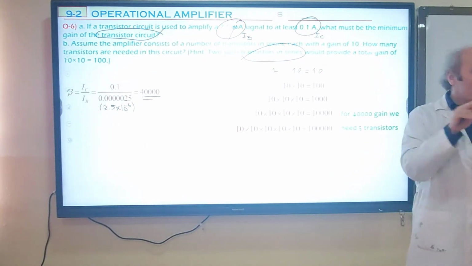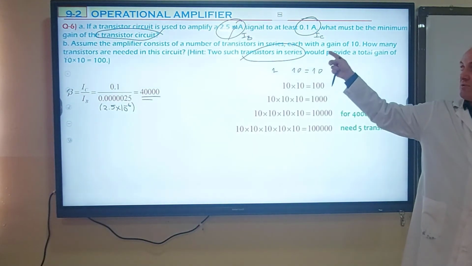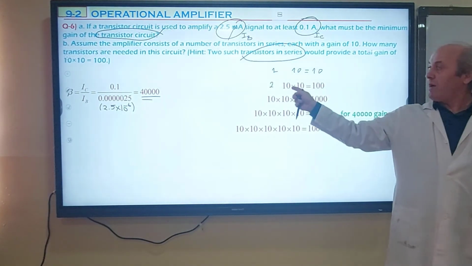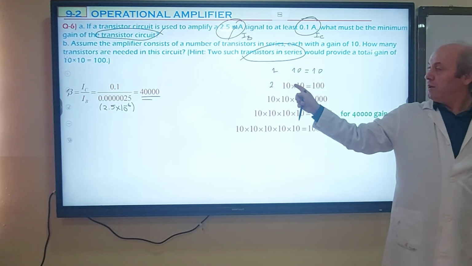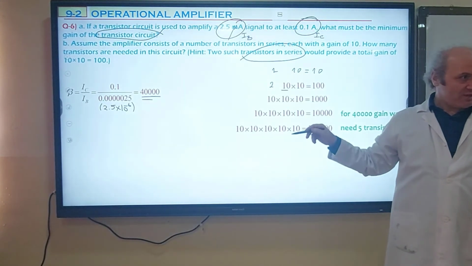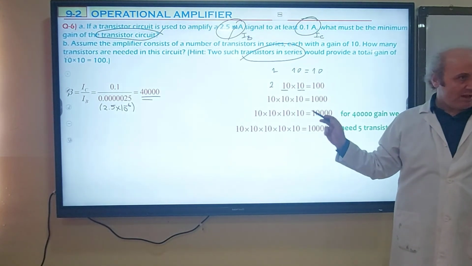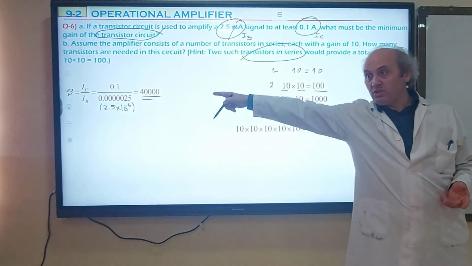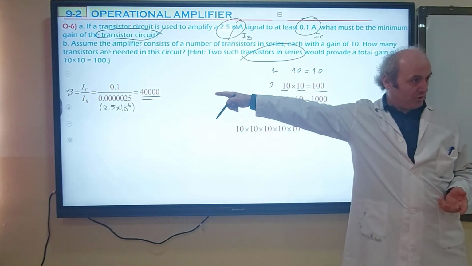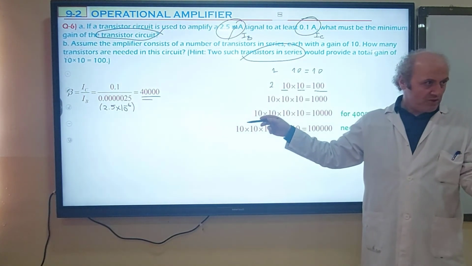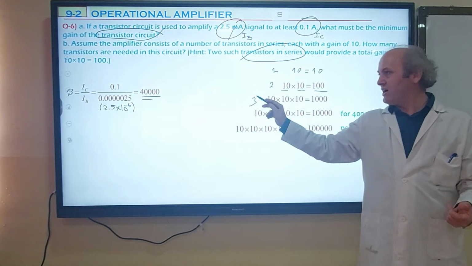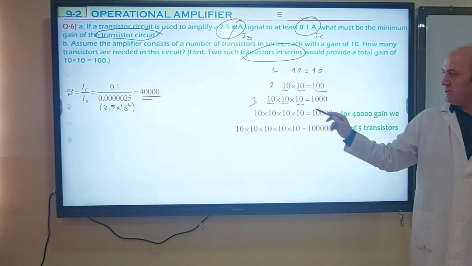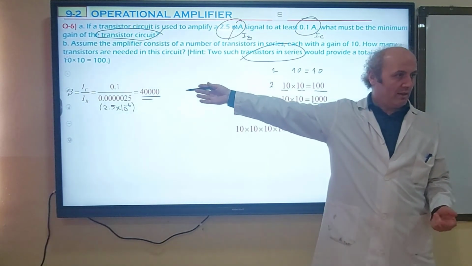But if you connect 2 transistors in series, according to the given hint, you should multiply the current gain of each. 10 for the first transistor, 10 for the second transistor, multiply them, the result is 100. Still, we didn't reach this number. We should reach 40,000. Then we should add one more transistor in series. For 3 transistors, the first one is 10, the second one is 10, the third one is 10, multiply them all, the result is 1,000. Still less than 40,000.